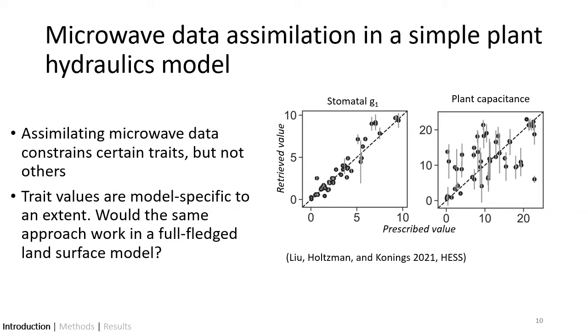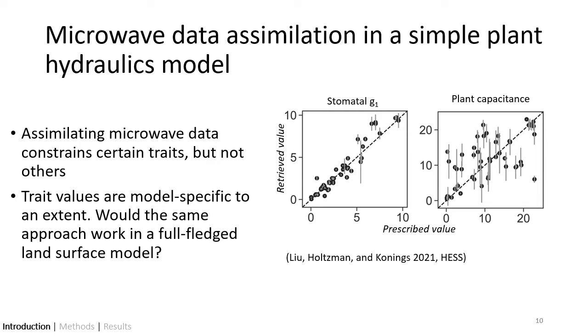In fact, we did this last year. We took microwave remote sensing data and assimilated it into a very simple plant hydraulic model that was built just for this purpose. And what we found was that some traits are much more easily constrained than others. So as you can see on the left, the stomatal trait with the sensitivity to humidity or vapor pressure deficit is very well constrained, while on the right, a xylem trait, the whole plant capacitance, is poorly constrained.